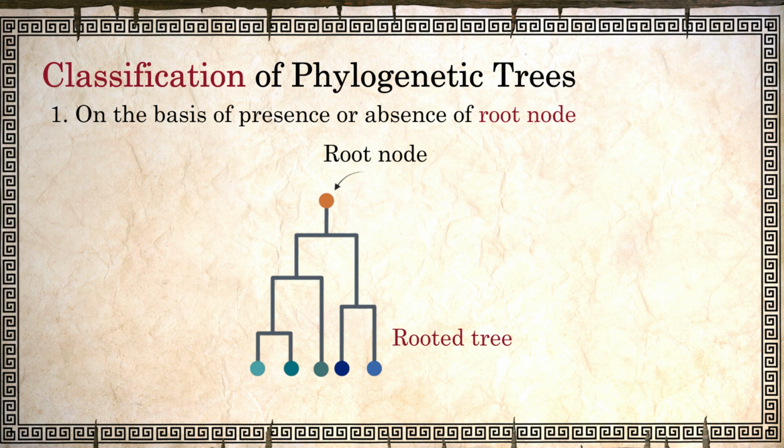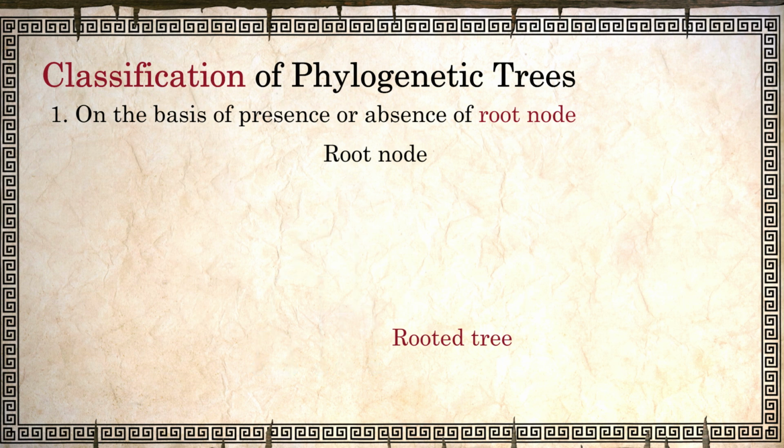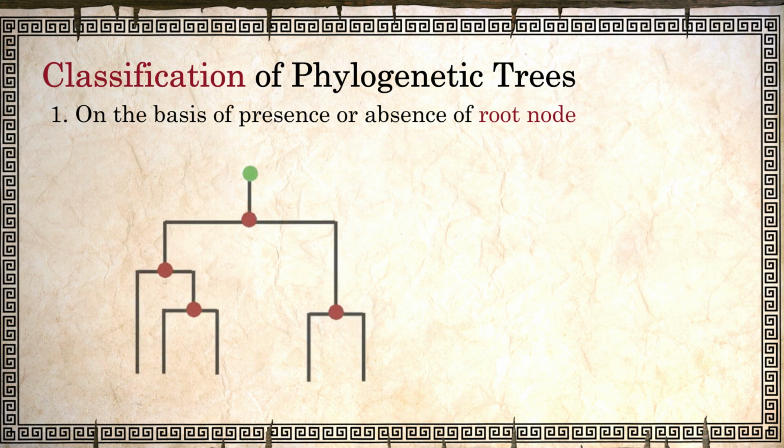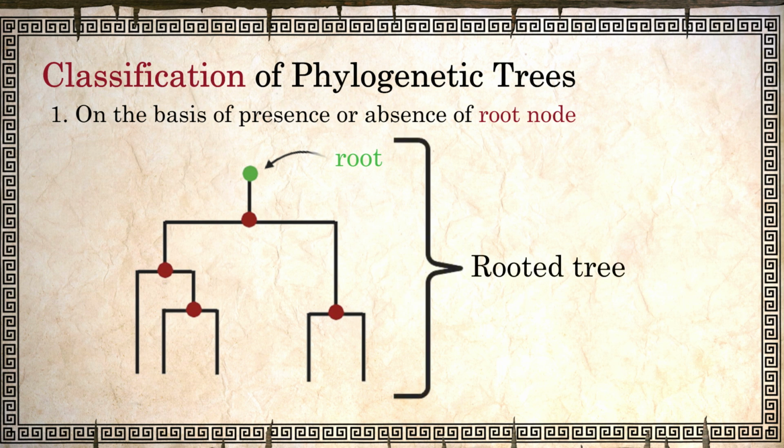We can visualize the rooted and unrooted tree with this simple illustration. Note that the points highlighted in red are the nodes of the trees. So a node is the point from which two lines arise. The lines arising from the node are called branches of the tree. The node highlighted in green is the root node. You can clearly see that other nodes arise from the root node, and as the root node is present in this tree, we call this tree a rooted tree.